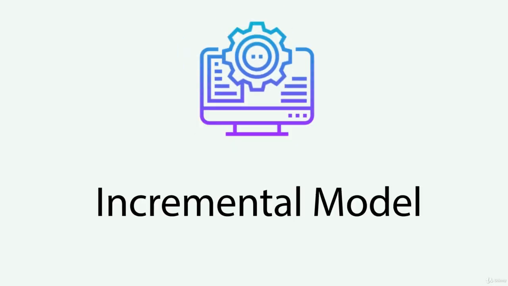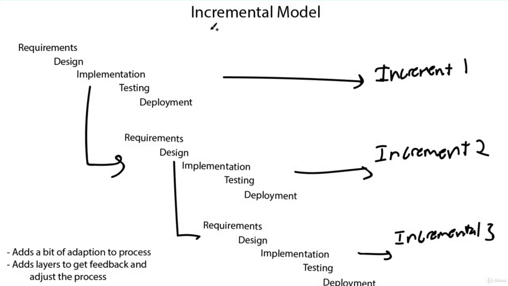So the incremental model uses that term that we just talked about, which is incremental. We're incrementing past something. So with the incremental model, what we do is we basically complete the software development process multiple times throughout the course of development. However, with each process, we have a certain goal in mind.